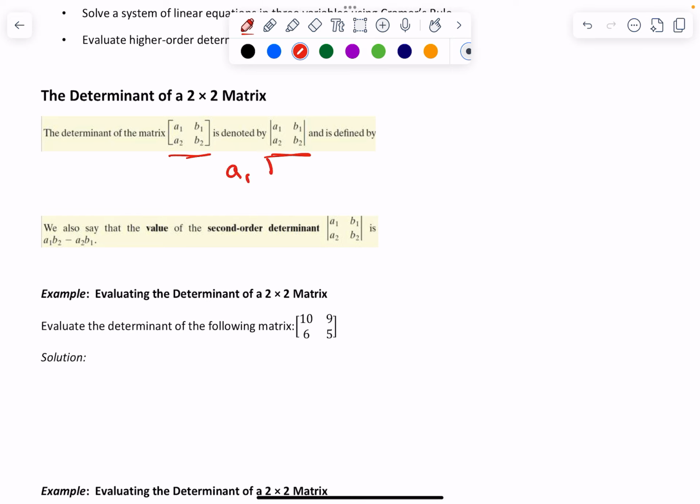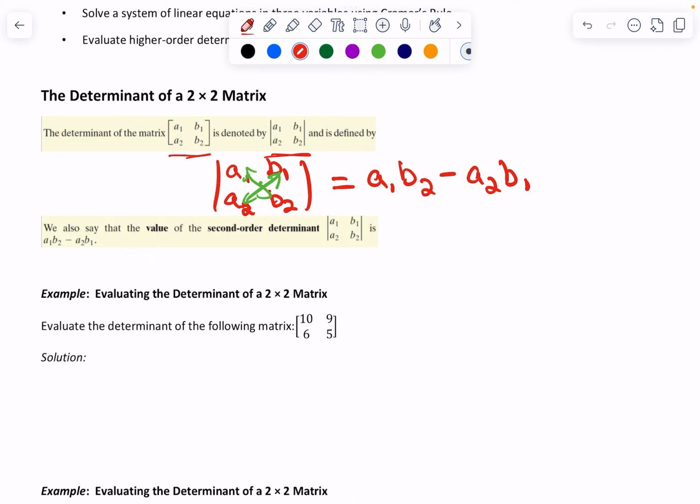So if it is A1, B1, A2, B2, what we're going to do is multiply A1 times B2 and subtract A2 B1 from it. So we also say that the value of the second order determinant is the value we get: A1 B2 minus A2 B1.